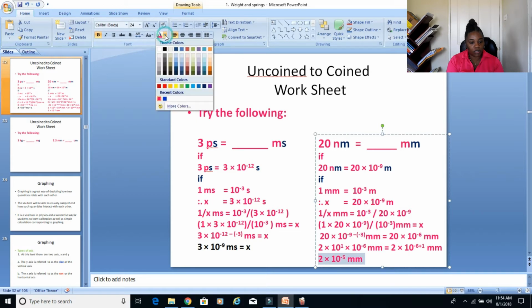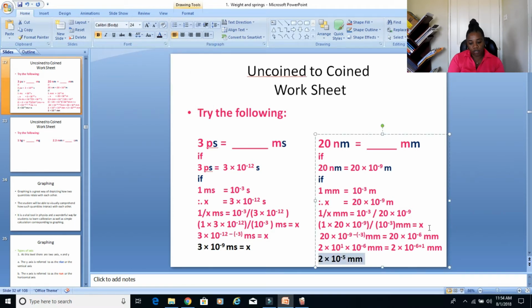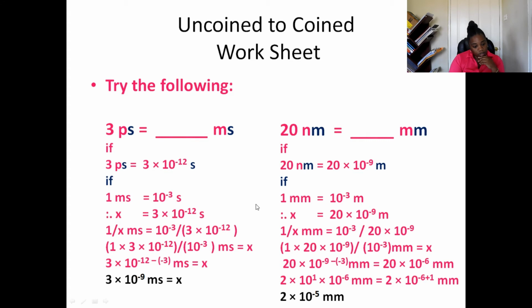Looking for color. Right, so the answer is in black. Great. So that is our final answer. And there we have it. So let me make the page big, and let's make sure everything is correct.